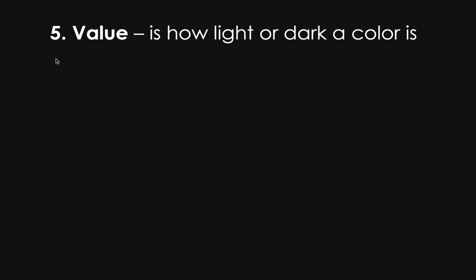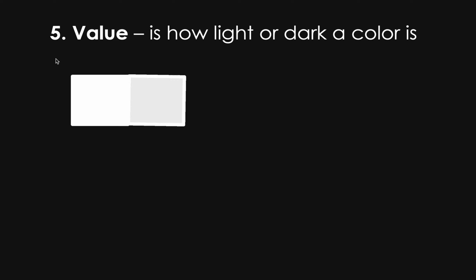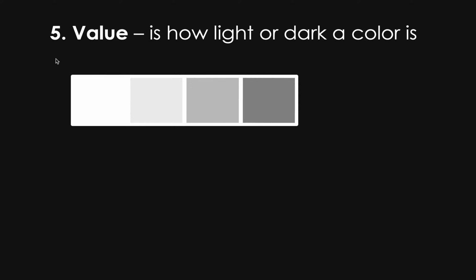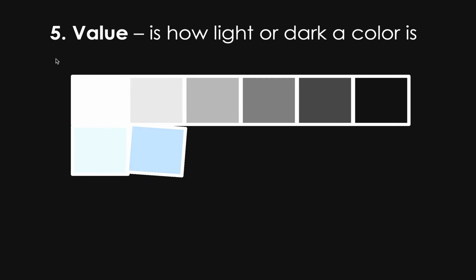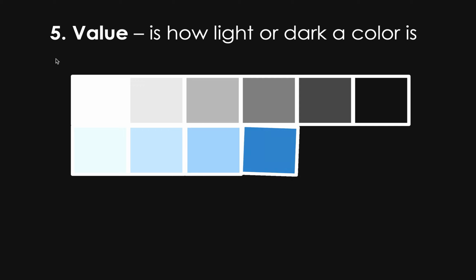Our fifth element of art is value. And value is just how light or dark a color is. Every color has a value. Now when we work with value, we will work with a gray scale, working from light to dark, white and black. However, again, every color has a value. It's just how light or dark that color is. And value is a very important element of art.